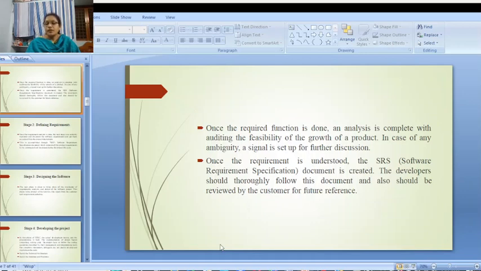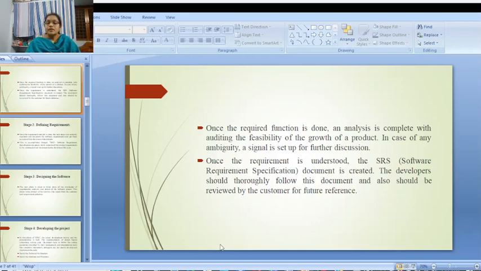Once the requirement is understood, the SRS, that is the software requirement specification document, is created. This will be helpful for developers. Why? Because the developers should thoroughly follow this document, and it should also be reviewed by the customer for future reference. So to develop the software, what are the things they need to follow? Everything will be mentioned in this particular software requirement specification. So this will be useful for the developers.